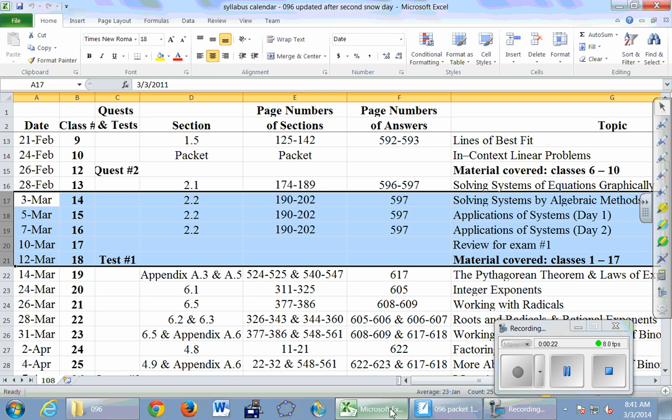Wednesday is our first day of applications, that is word problems of these systems. And then Friday is our second day of applications. Monday, a week from today, is our review for the exam. And then Wednesday next week is test number 1. Questions on the calendar? So Wednesday next week is our first test.